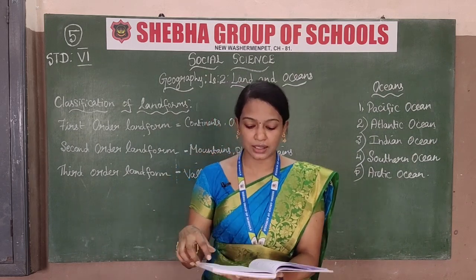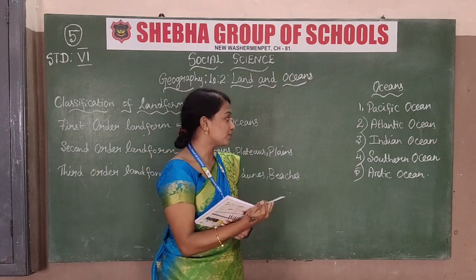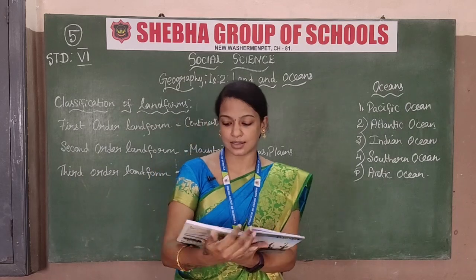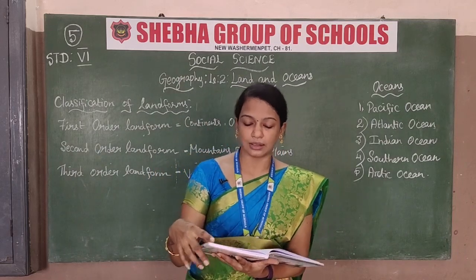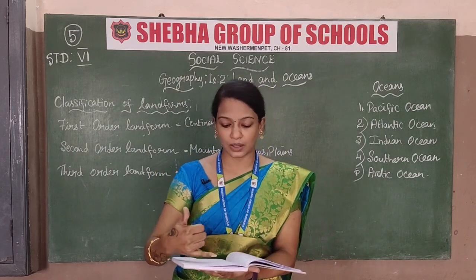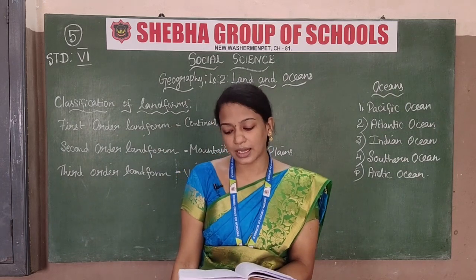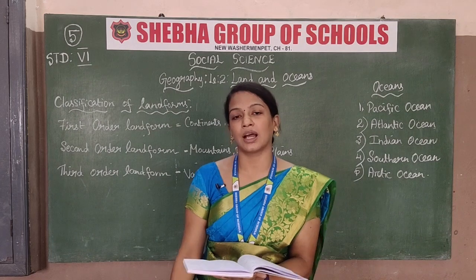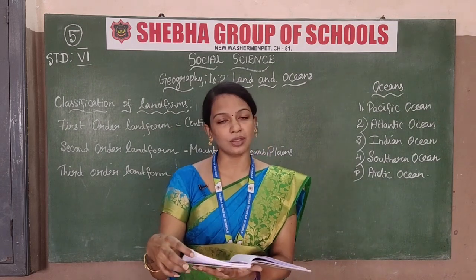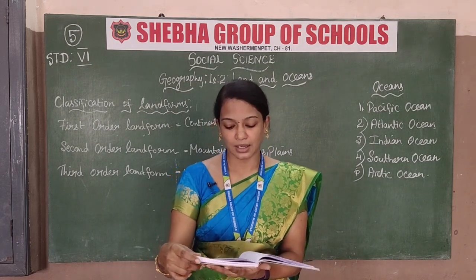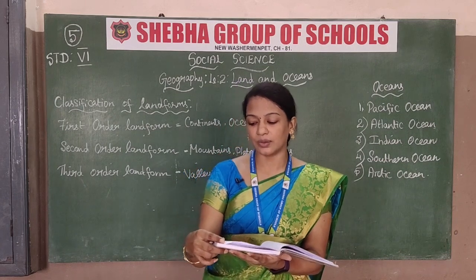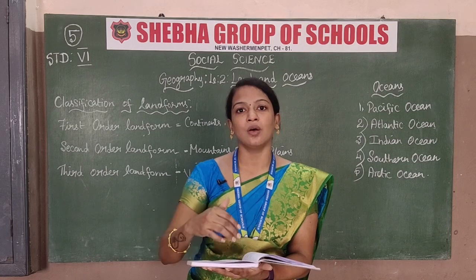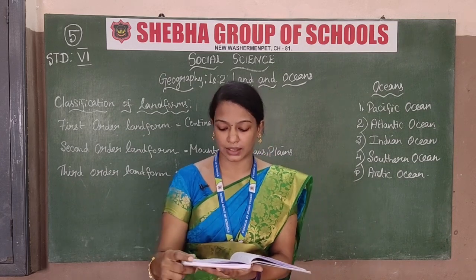And next is the Atlantic Ocean. First one Pacific Ocean, next one is the Atlantic Ocean. This is the second largest ocean on earth. The Atlantic Ocean is 85.13 million square kilometers, and 1/6 of the earth is covered by the Atlantic Ocean.